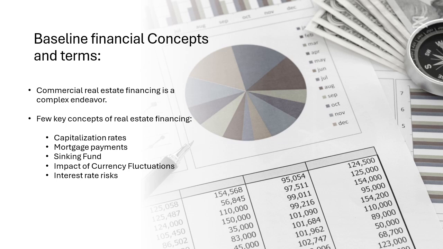Next is mortgage payments. These are regular payments made to repay a loan taken to purchase real estate. They include principal and interest components, such as a facility manager budgets for monthly mortgage payments of 10,000 for a newly acquired office. Next is sinking funds.